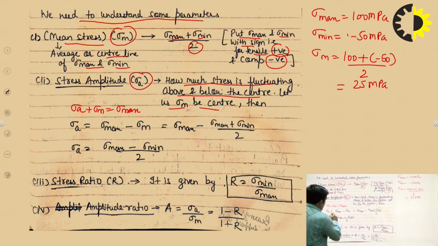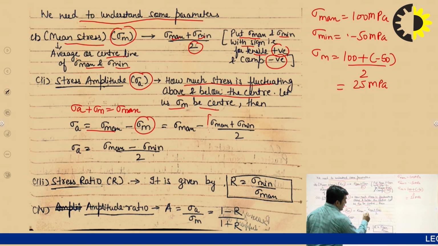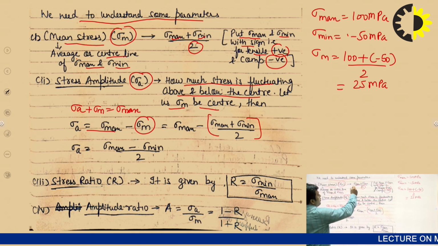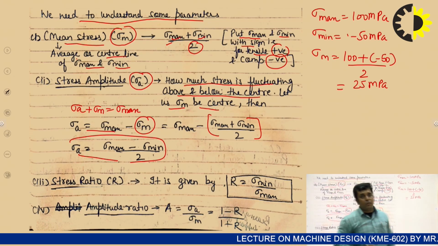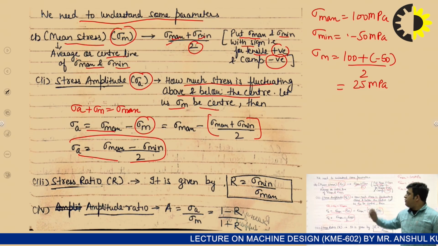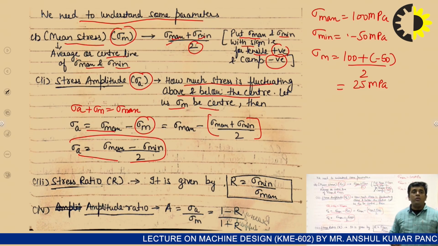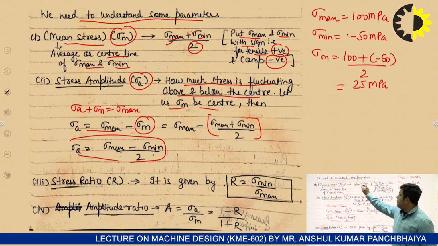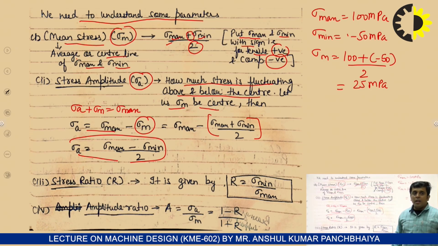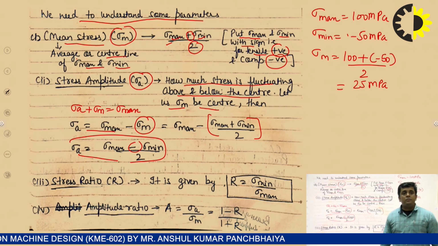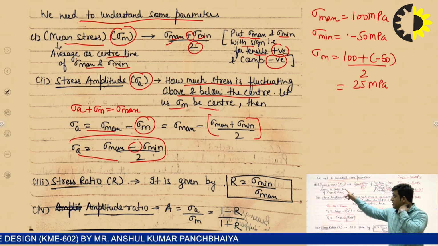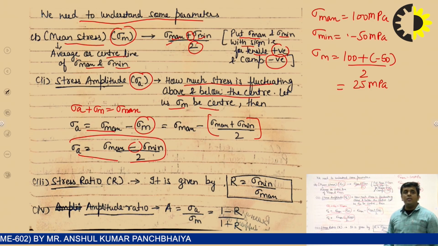Now this can be arranged like this, and we know this sigma m is, from the equation written above. On solving you get sigma a is equal to sigma max minus sigma minimum by 2. That means the difference between the mean stress and the amplitude stress formula is the sign. In mean we have the plus sign, in amplitude we have the minus sign. So this is the difference. This is the mean stress, this is amplitude stress.